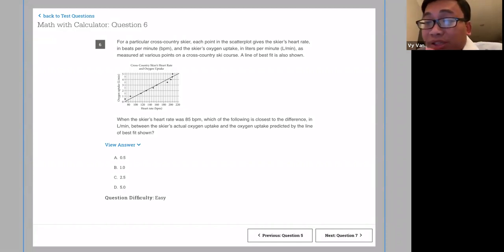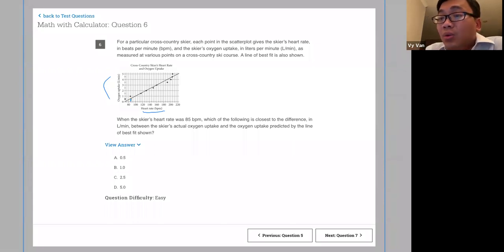Let's read the question first. I don't want to read everything else on top. So the x-axis is heart rate, and this one is oxygen uptake. Let's read this. At the skier, heart rate was 85. So 85 is about, this is 90, so about that, that's 85.